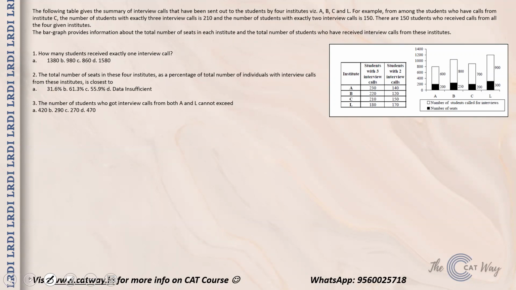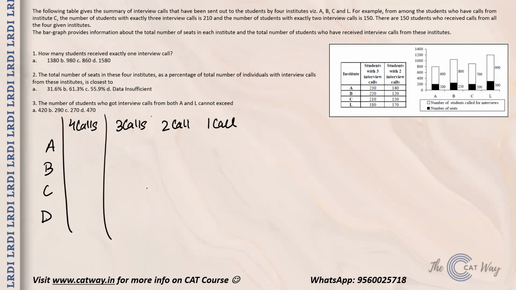Okay, so this has been given to us, and the bar graph gives you the total number of seats in each institute and the number of students who have received interview calls from these institutes. So the first thing that we need to find out is how many people got single interview calls, because that data has not been given to us. We know about 4 calls, 3 calls, 2 calls, and 1 call. Okay, let's fill the data.